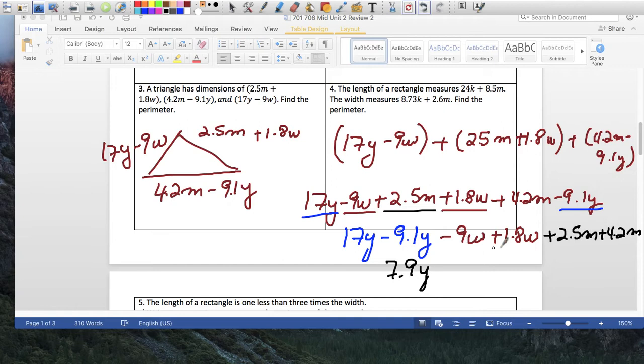Minus 9w, so it's negative 9 plus 1.8, which should give you negative 7.2w. And plus, these are two positives, so it makes life easier. 2.5 plus 4.2 is simply plus 6.7m. Yep. So it's a great time to use a calculator here.